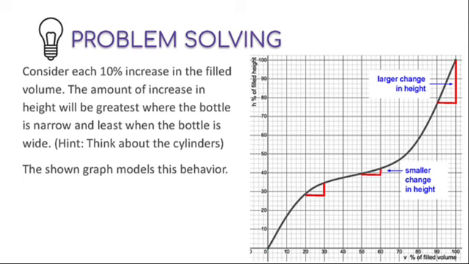I considered each 10% increase in the filled volume. The amount of the increase in height will be greatest where the bottle is narrow, and least where the bottle is wide. Think about the cylinders. The shown graph models this behavior. For example, between 50 and 60%, we have a very small change in height. That's because the bottle is so wide there. In contrast, when we're between 90 and 100% of the volume, we see the largest change in height because the bottle is very narrow there.